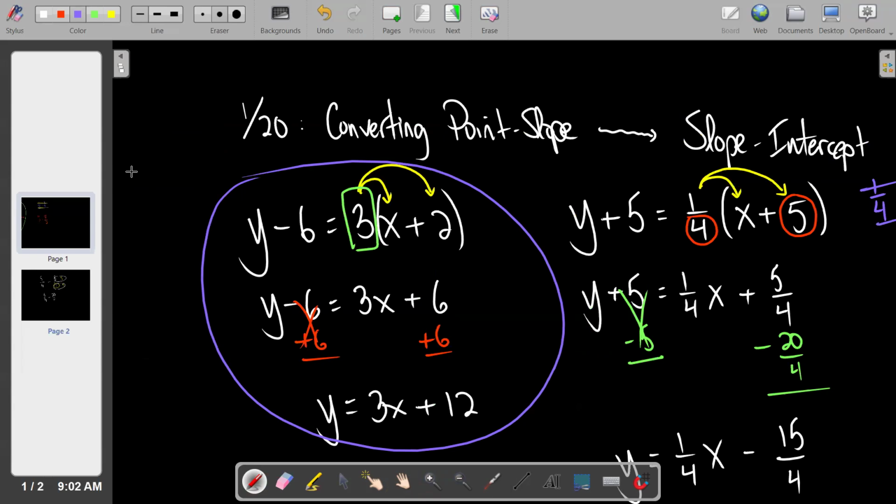This is really important because after today, pretty much everything we do is going to be converted to slope intercept. So if you're struggling with this, don't just struggle in silence. Let me know because it'll be an everyday thing from now on.